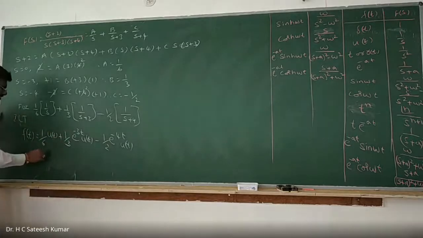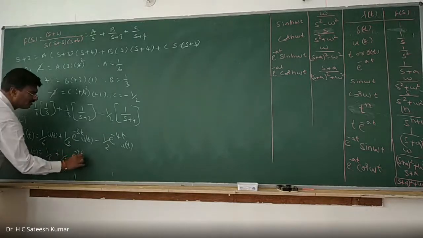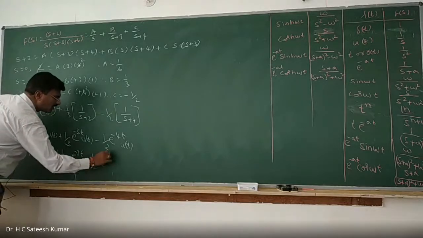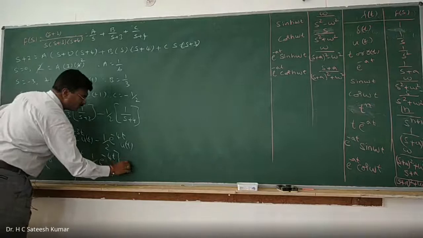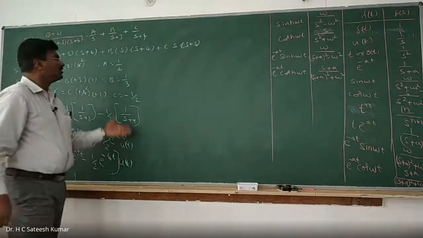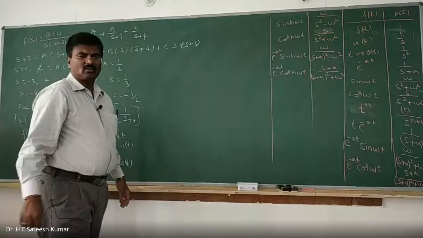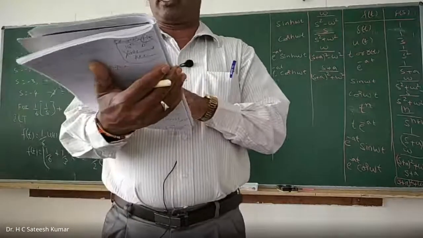So, just to indicate the range, we are using U of T, or you can write F of T is equal to 1 by 6 plus 1 by 3 into e to the power of minus 3t, minus 1 by 2 into e to the power of minus 4t, into U of T. The meaning of this is that U of T gives the range for your signal, which is from 0 to infinity only. That is how we can do the inverse Laplace transformation.